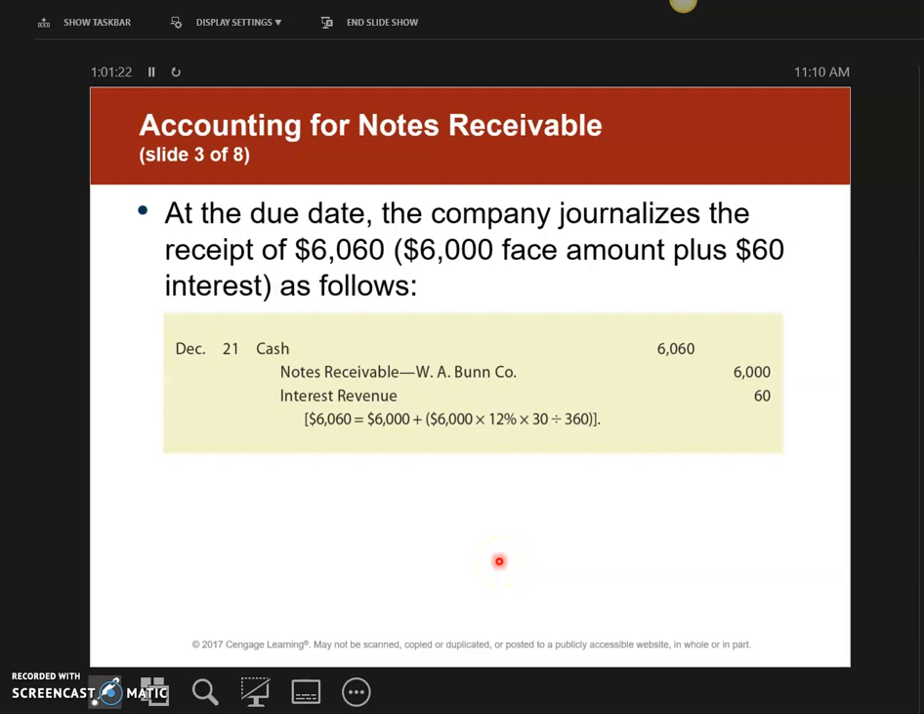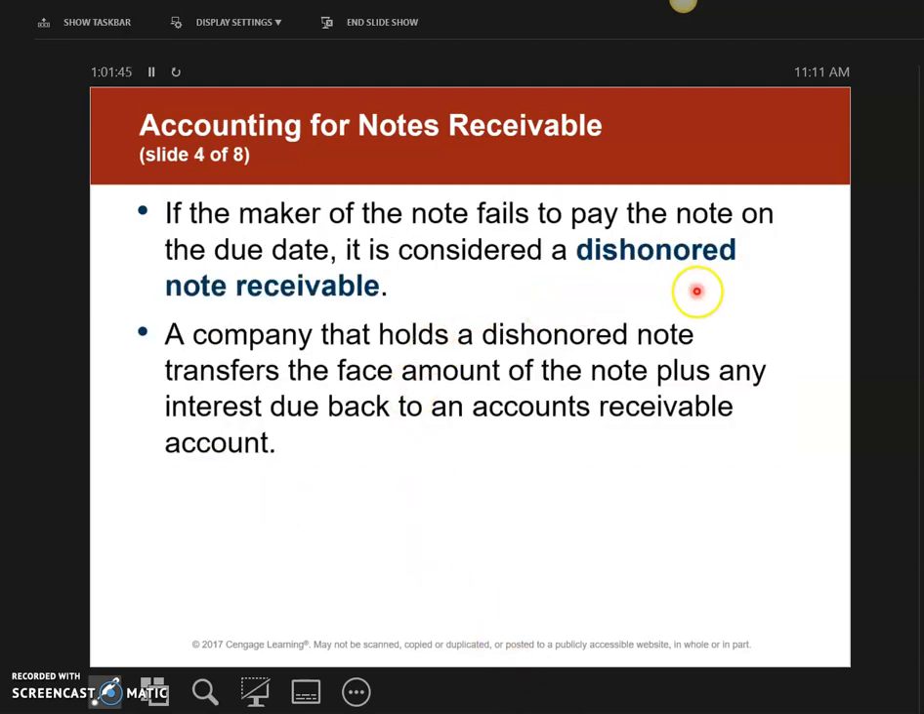Now there is another scenario. What happens if they don't pay you? Because things happen in real life. So when a customer does not pay you the note on December 21st, it's called a dishonored note. And by the way, the notes receivable is no longer valid after December 21st. So when they don't pay you, it's called a dishonored note. And here's what happens. I'm going to show you the journal entry on how to take it out of notes receivable and put it back into accounts receivable with interest.